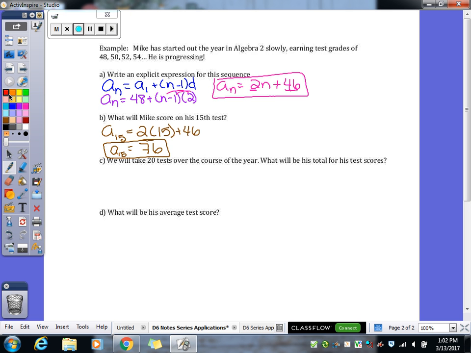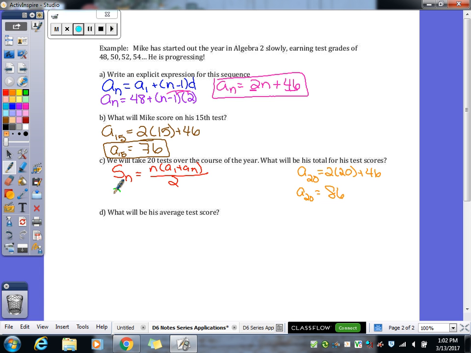What will be his total for his test scores? So they want us to find the sum of his test scores. This is the one you have to remember, yes. So S sub n equals n times a sub 1 plus a sub n all over 2. Do we know his 20th score yet, though? No, so we got to figure that out first. So again, using our formula from part A, plug in a 20 this time. His 20th test score will be an 86.